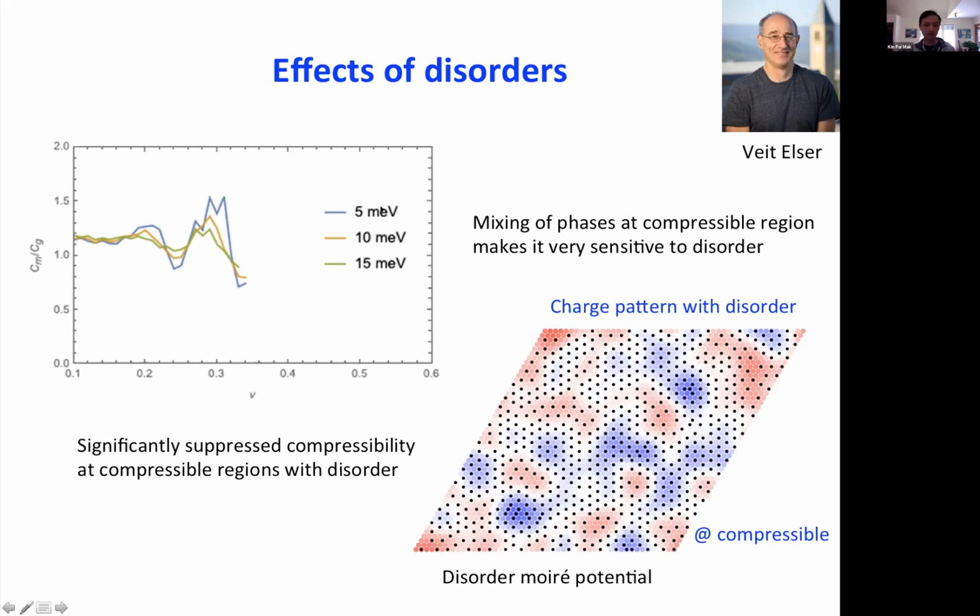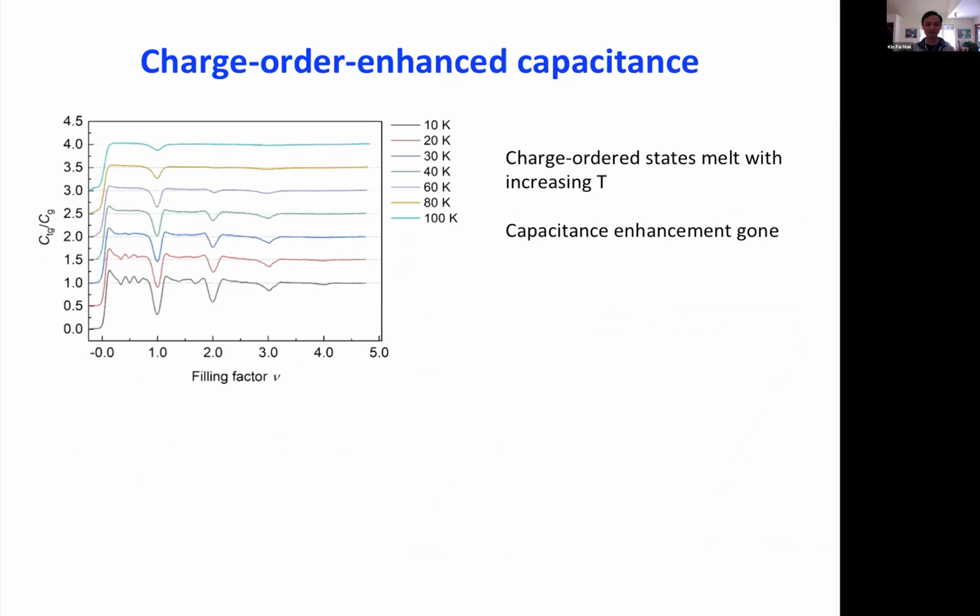By just including a small amount compared to the moiré potential depth, you can dramatically reduce the measured capacitance from infinity to a finite number at the compressible regions. And that agrees reasonably well with the experiment. I stopped the graph here at filling factor 0.35 because the calculation is still ongoing.